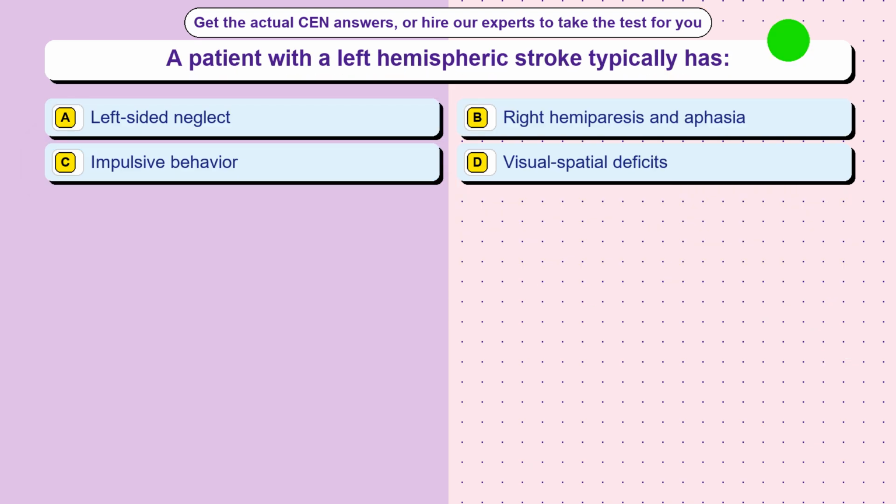Question 62. A patient with a left hemispheric stroke typically has: Option A, left-sided neglect. Option B, right hemiparesis and aphasia. Option C, impulsive behavior. Option D, visual spatial deficits.